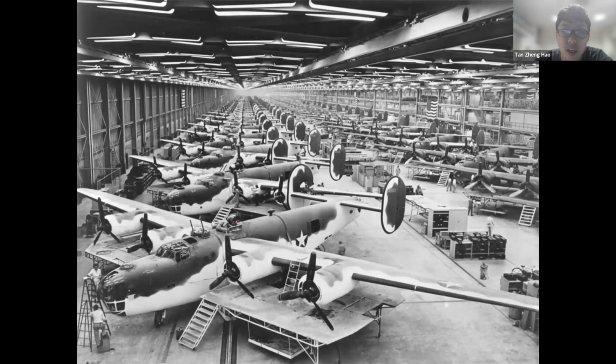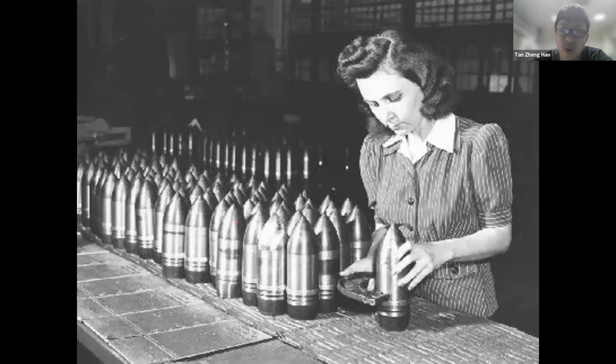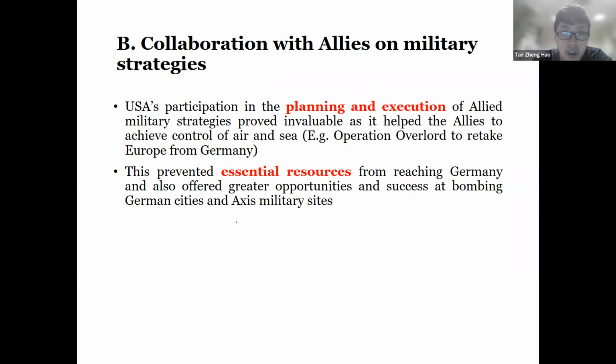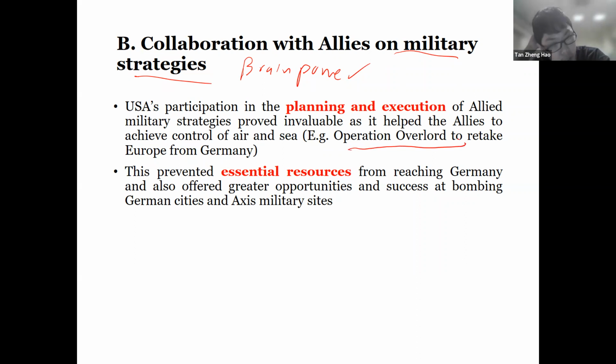You can see some of the resources that the US brought with it to Europe, including manpower and soldiers. Besides providing resources and manpower, the USA also contributed military strategies. Think of it as brain power. The USA had very great generals to discuss with the British generals and the French generals how to defeat Hitler in the best way possible. So they helped to plan various offensives to attack and defeat Germany. For example, there's Operation Overlord, to plan how to reclaim Europe from Germany.